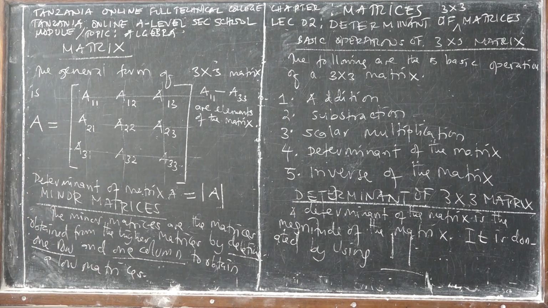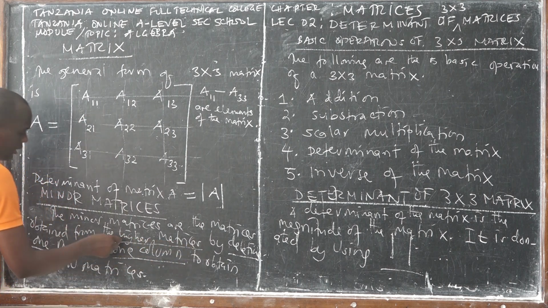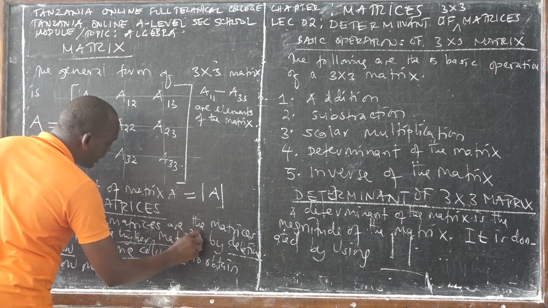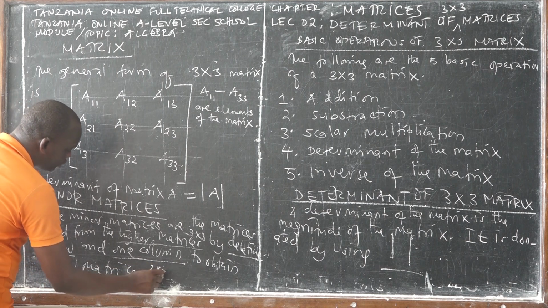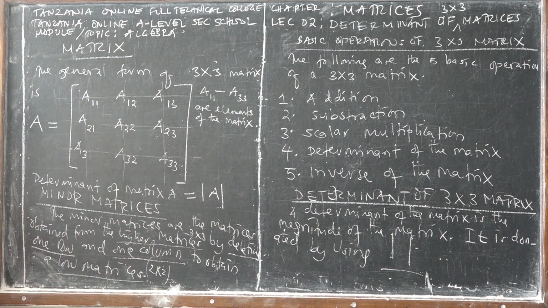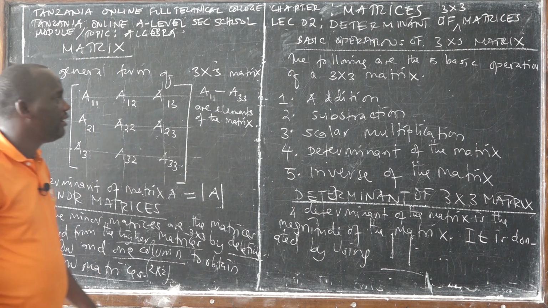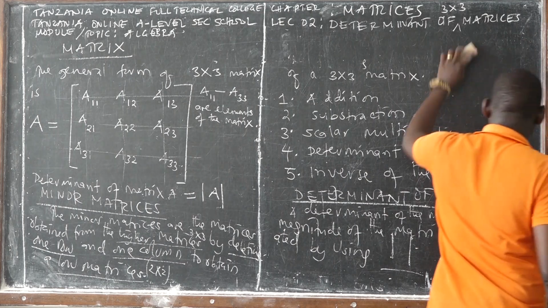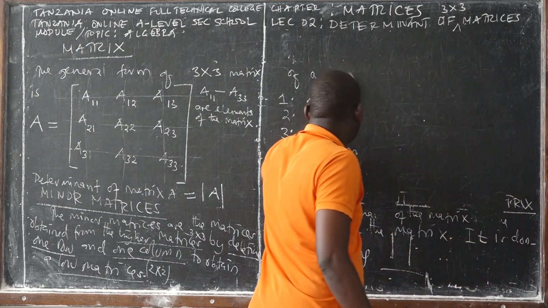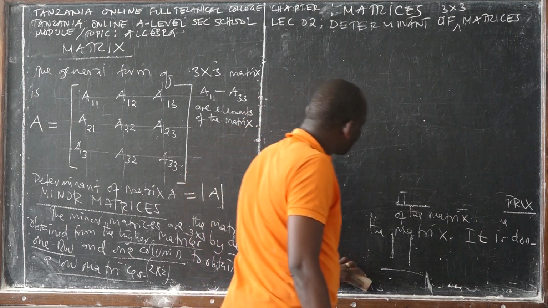So minor matrices are the matrices obtained from higher matrices. Say higher matrices. An example of a higher matrix for our case is a 3 by 3 matrix, by deleting one row and one column to obtain lower matrices. An example of a lower matrix for our case is a 2 by 2 matrix. Okay? Class, are we together? Do you understand? Yes, so bear in mind that minor matrices are very important.